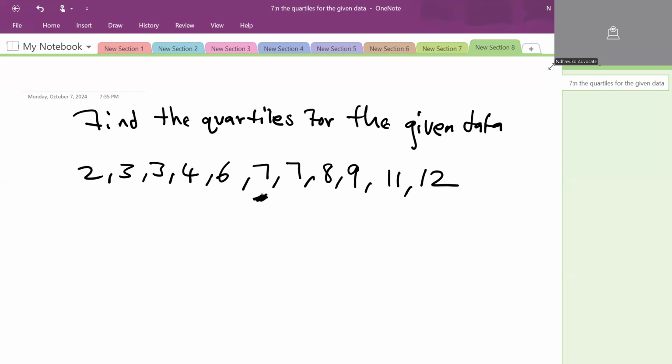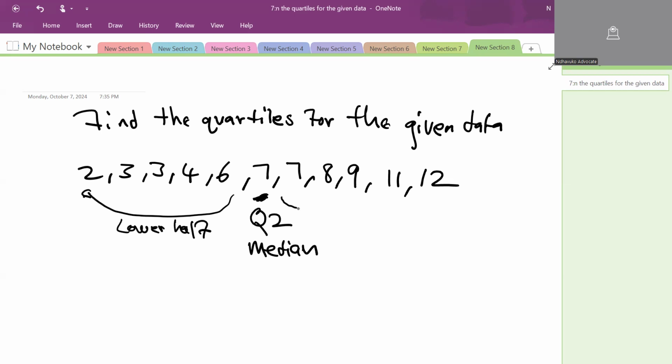This is the median. This is our Q2. From there to here, this is the lower half. From here to here is the upper half.